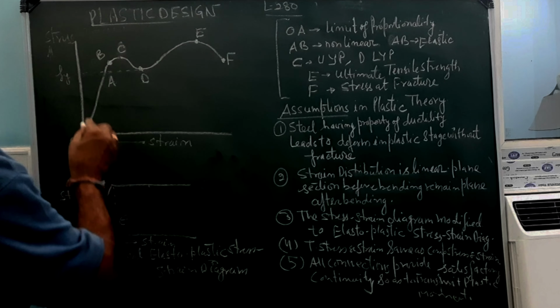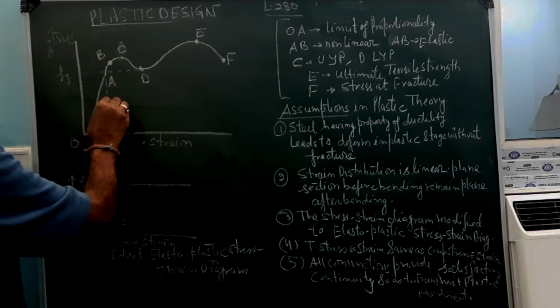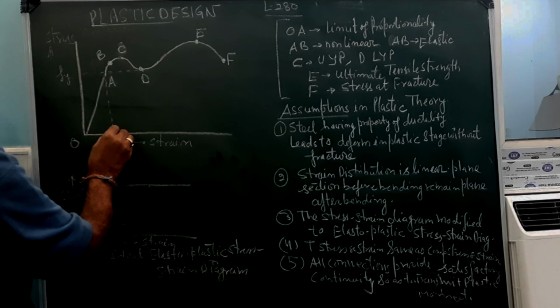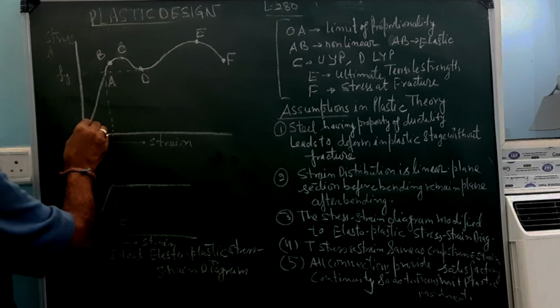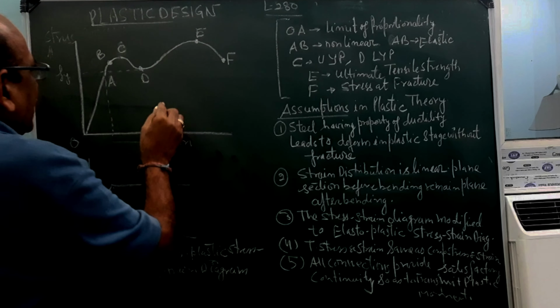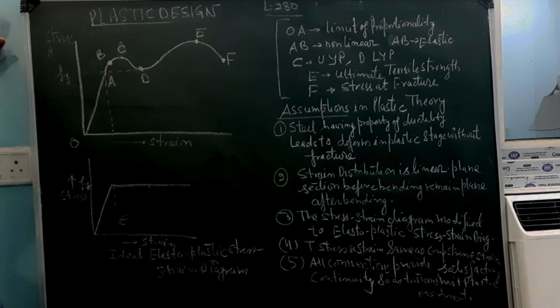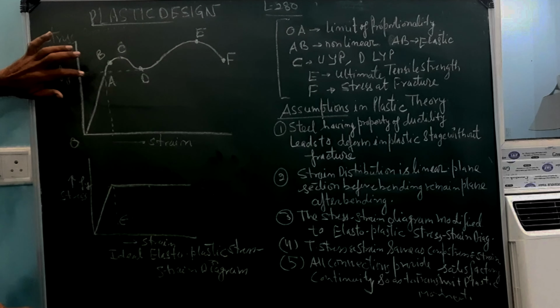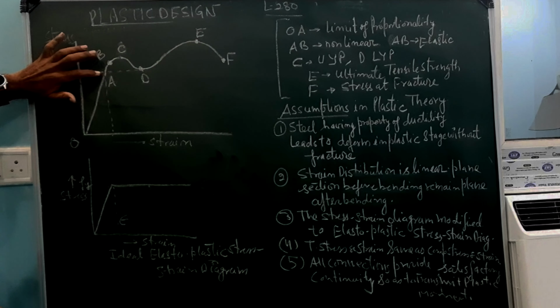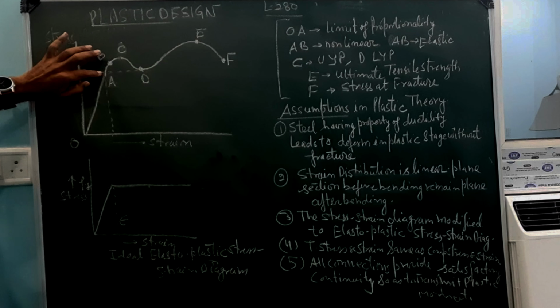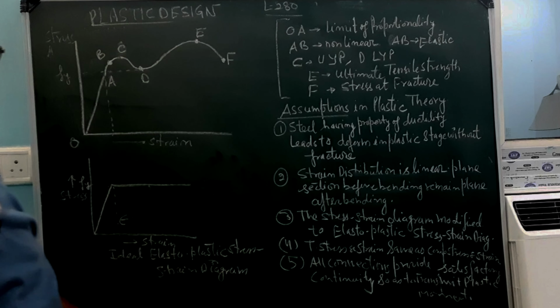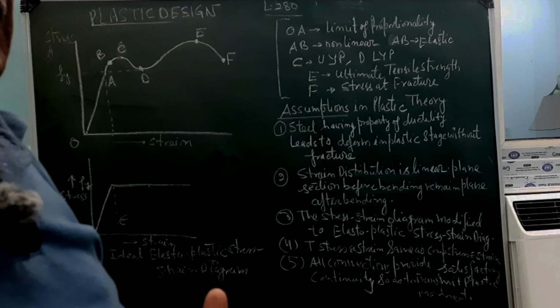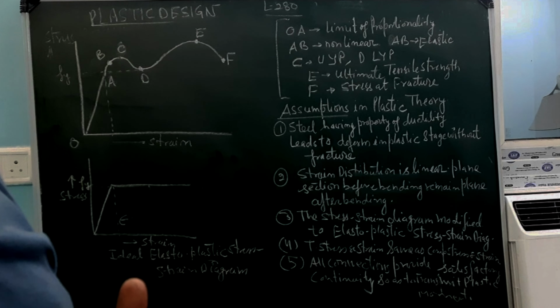This is something like that, this is a straight line O to A. O to A is a straight line. If load is raised up to A and the load is removed, the body recovers, comes to its original position.